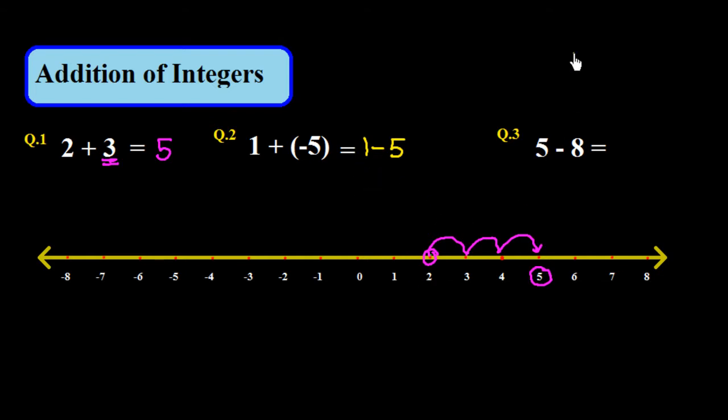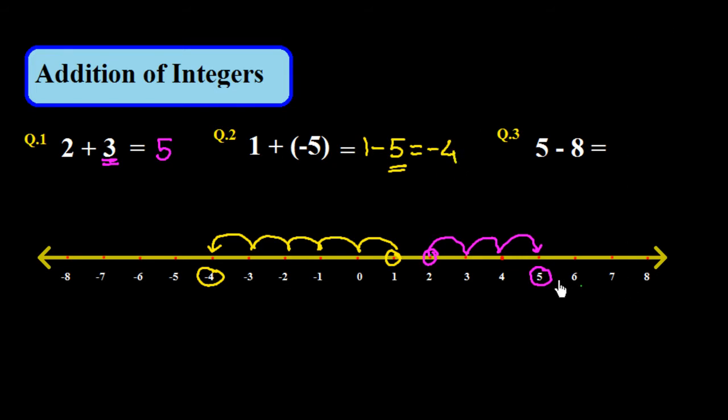So we see we have 1 here and we have to subtract 5 from 1. So whenever we have to do subtraction, we move to the left hand side. So here we move 5 steps to the left side. So it is 1, 2, 3, 4 and 5. So the answer would be minus 4. So it is equal to minus 4.